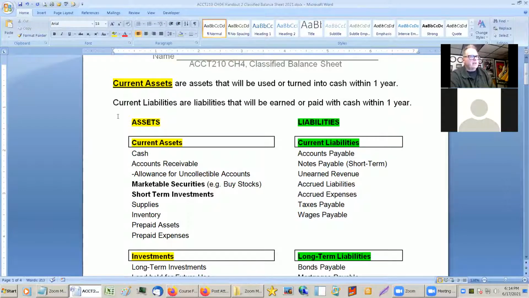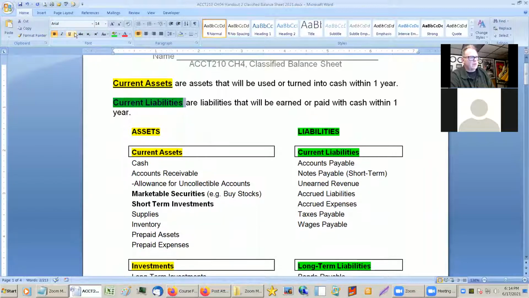Okay, so current liabilities, very similar to current assets. Current liabilities are liabilities that will be earned, as in unearned revenue, or paid, as in the payables, within 1 year. So current assets and current liabilities kind of go together, and they both have a time frame of 1 year or less. Everything else on the balance sheet is long term.